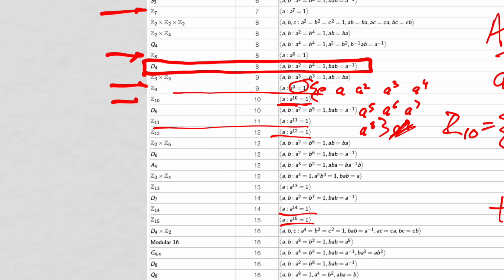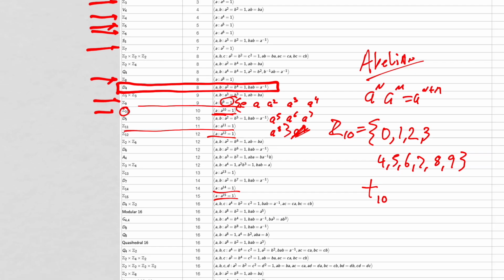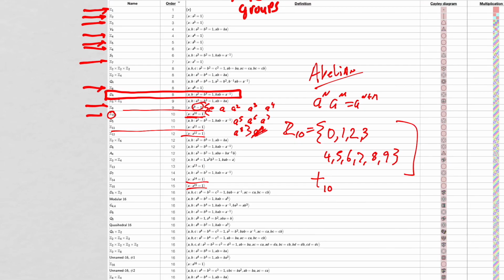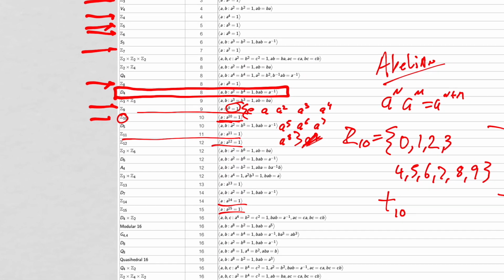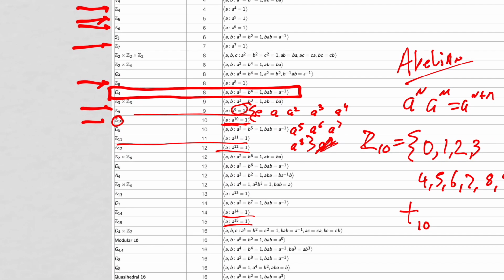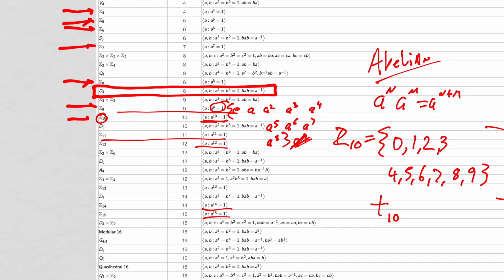Z10, because of the Z, that literally means these numbers, right? So this is probably a little shaky notation, right? Because Z10 is literally this set, and yet it talks about the generators here.